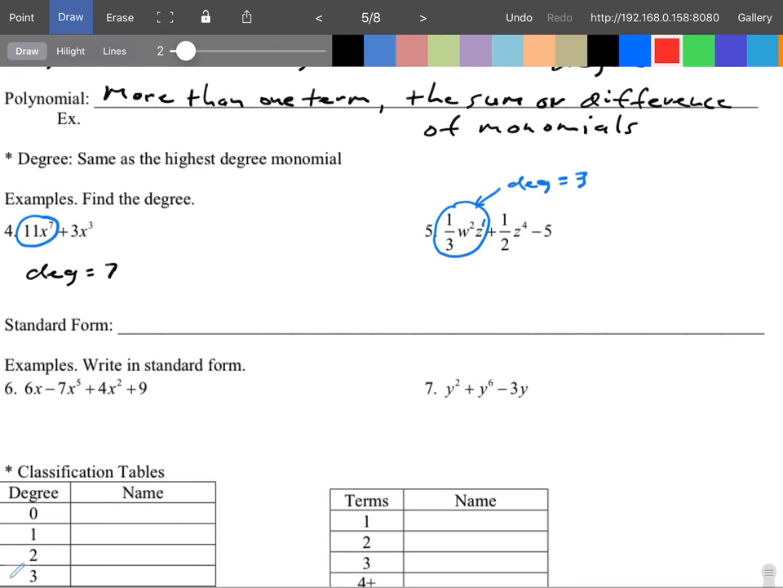And then the second term, well, that one is degree 4.